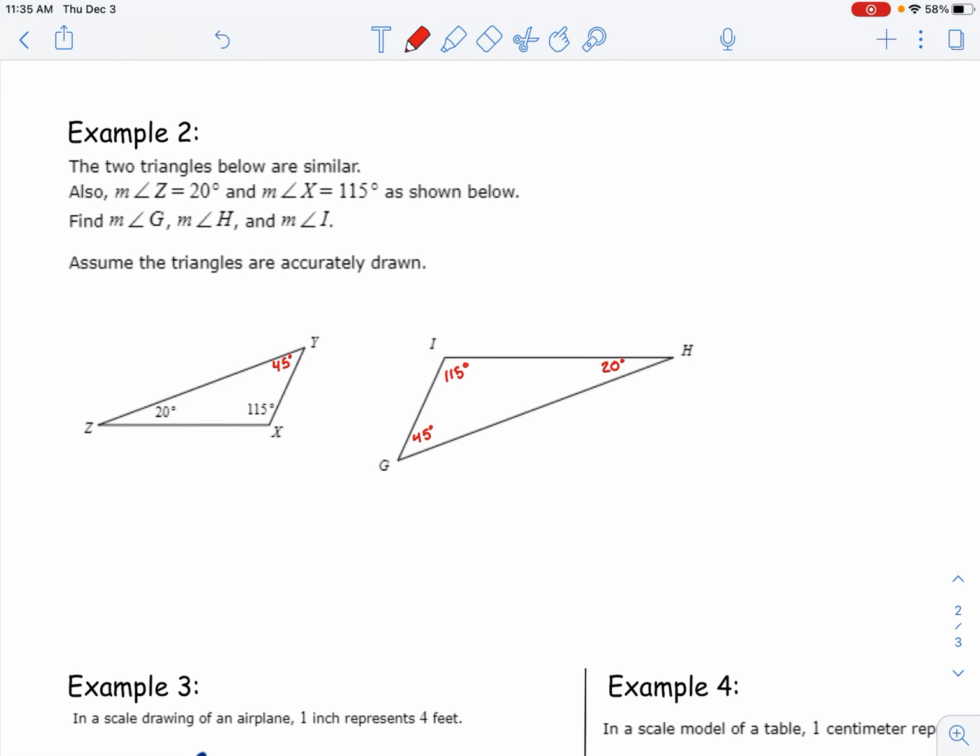Number 2 is the exact same question. 115 goes with I, 20 goes with H, and so that means 45 would be left over.